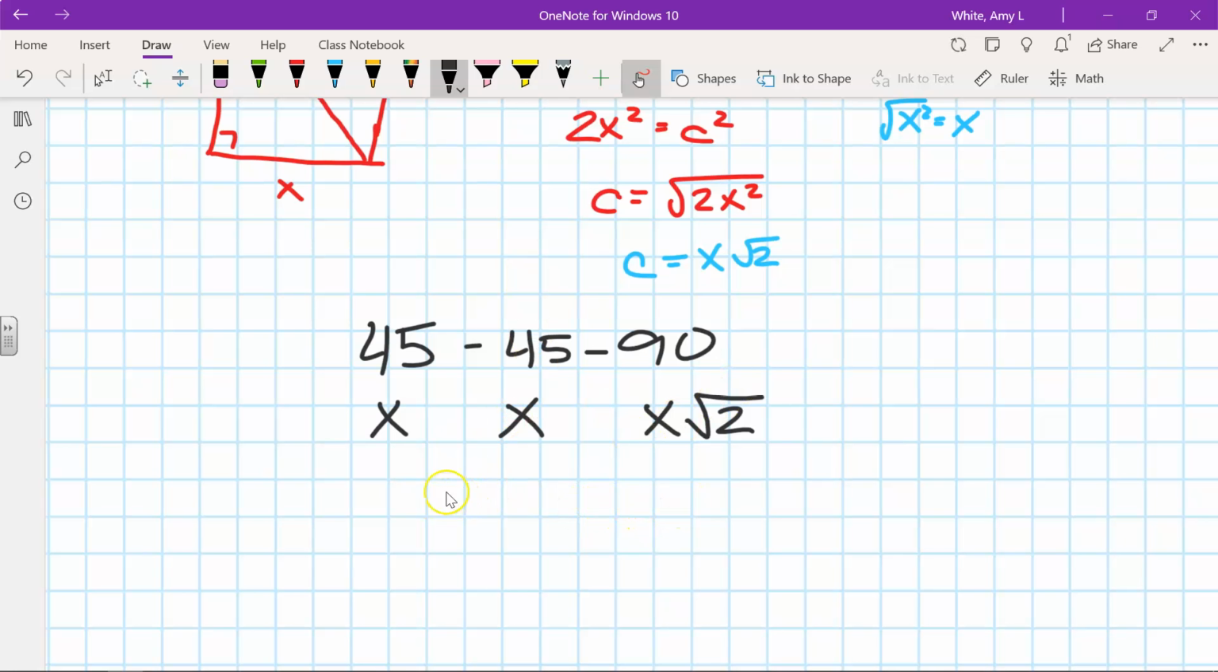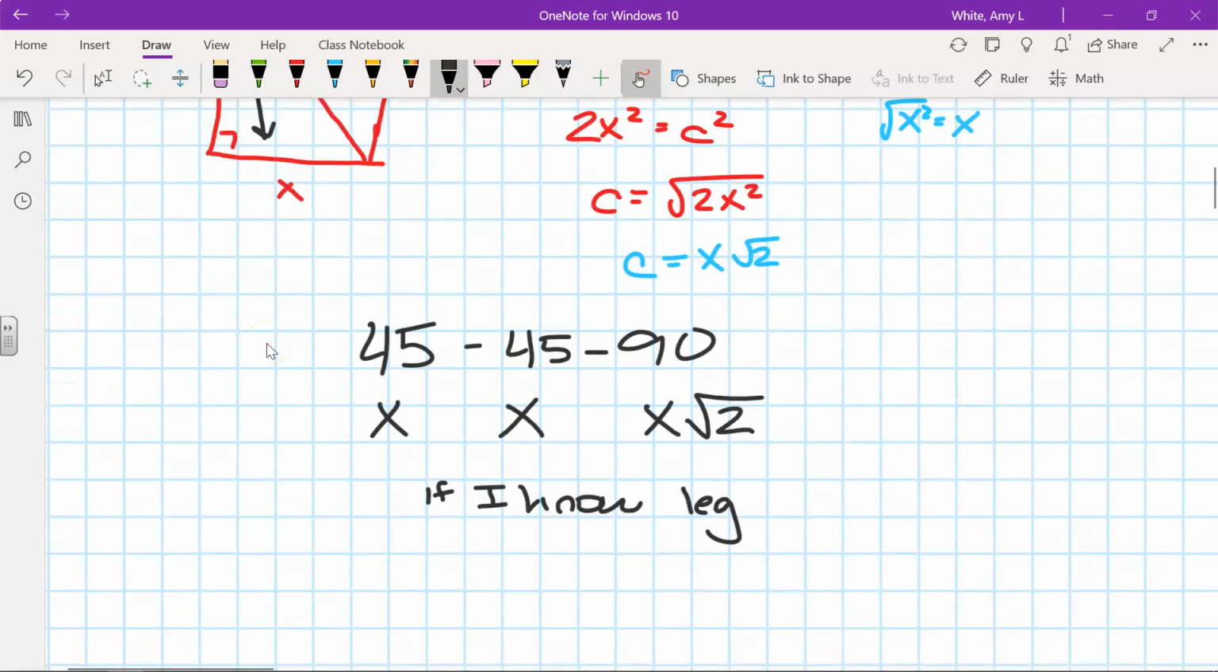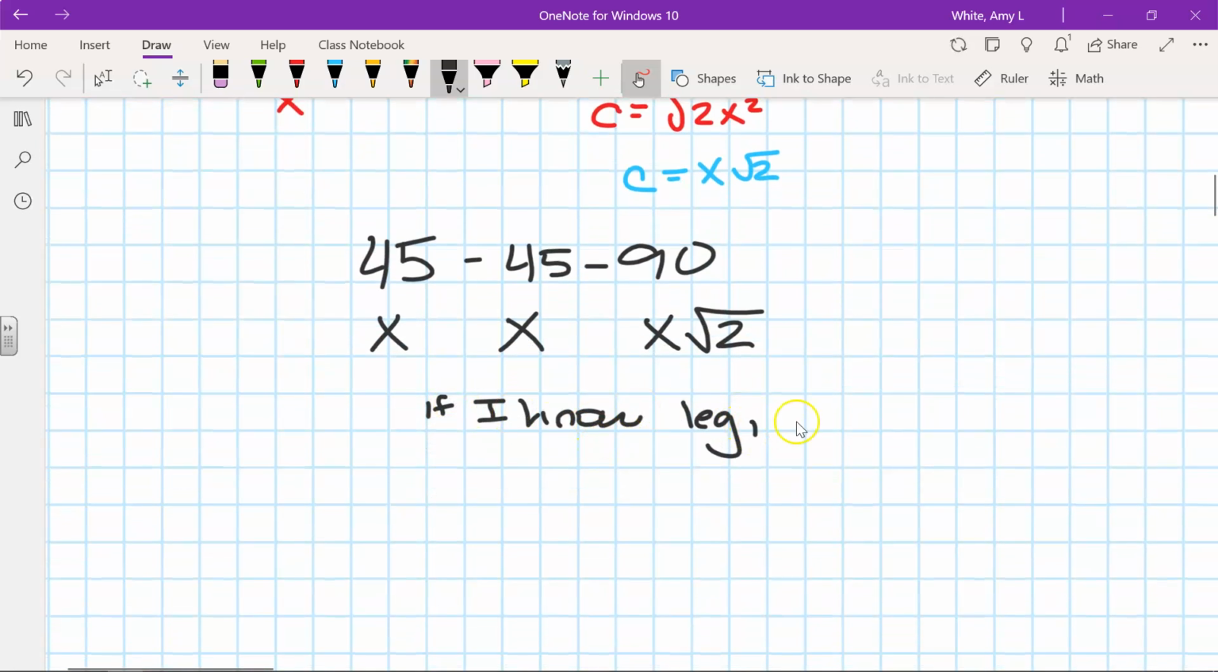This means that if I know a leg, and we could consider those our 45-degree sides because they are across from the 45-degree angle, then I will multiply by the square root of 2 to get the hypotenuse.